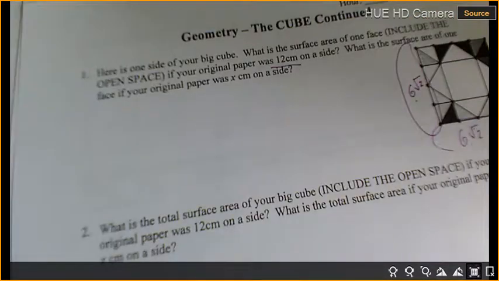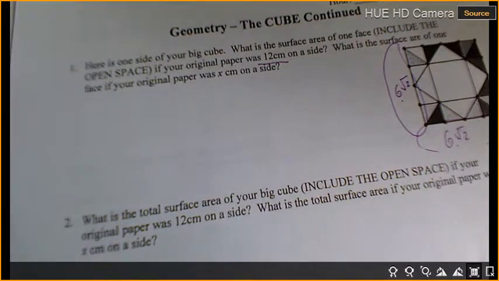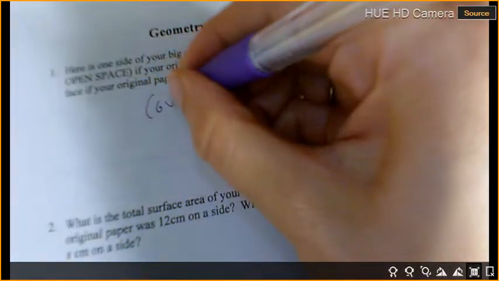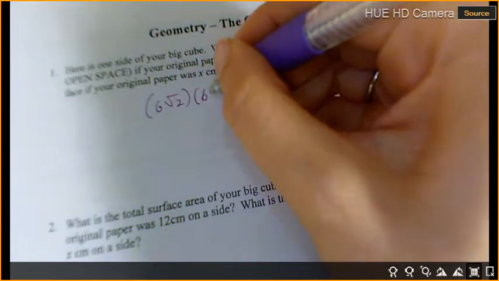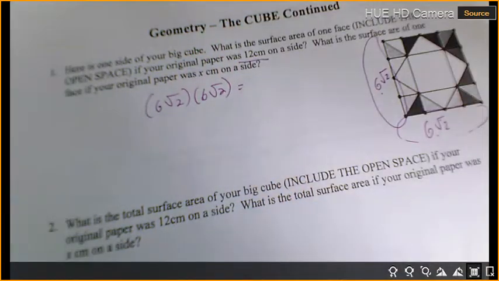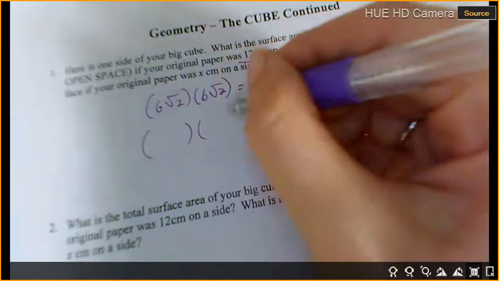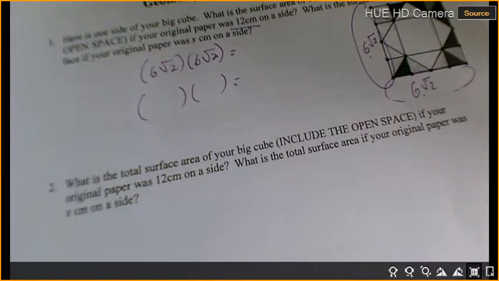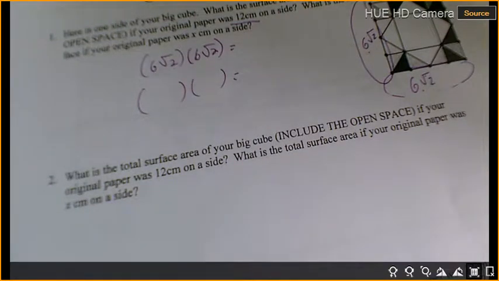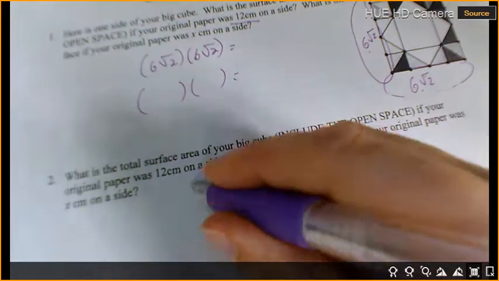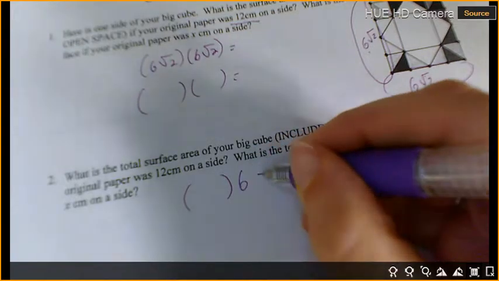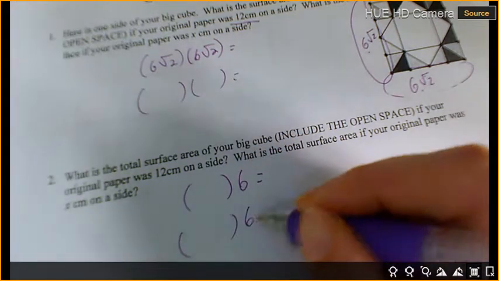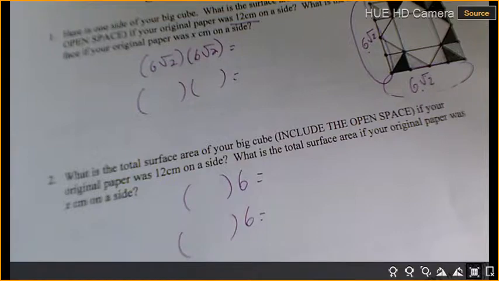You guys, I want to be clear that you're going to have to find the area of both. So you're going to have to do 6 root 2 times 6 root 2, right? That's going to be the surface area. And then I want you to do it with the x. Then number 2, how many faces does this cube have? How many full sides? 8 or 6? 6. Okay, so you're going to take whatever your answer is and times it by 6, right? You're going to do it for the number version and with x.